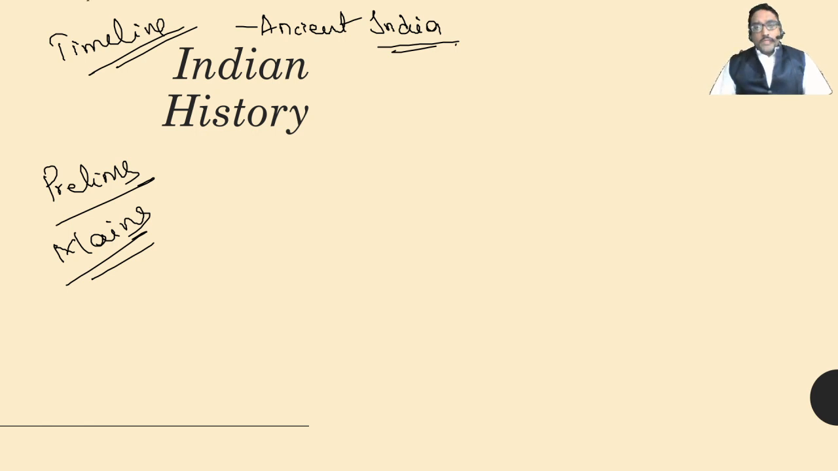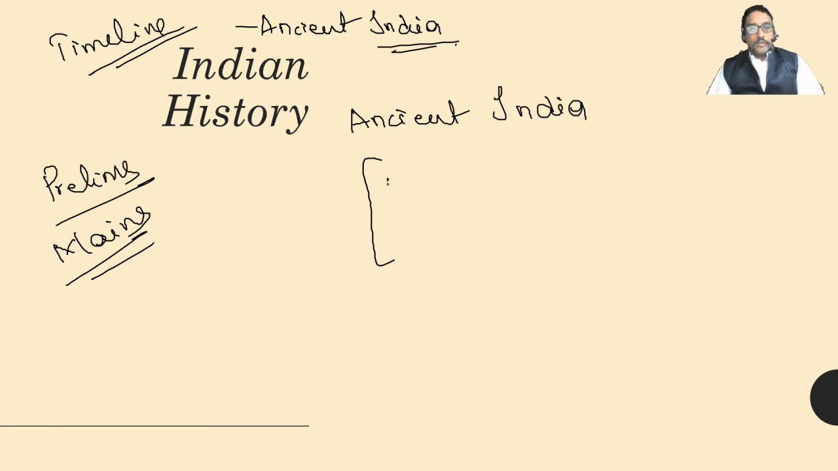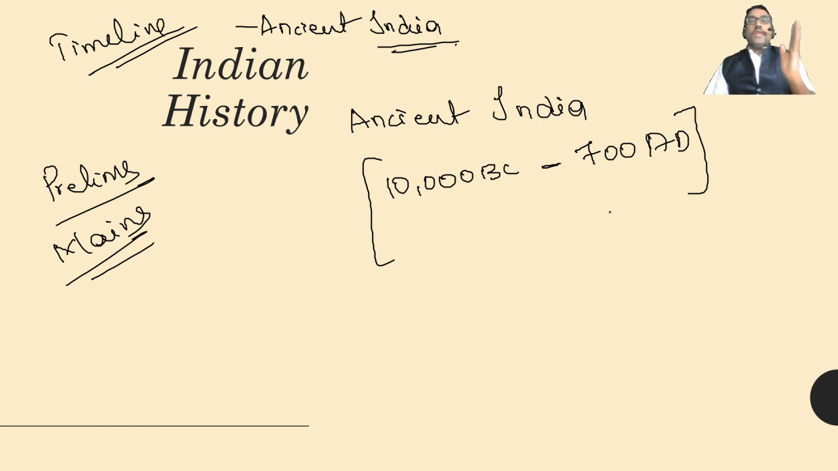For our exam purposes, we generally give the time period of ancient India as 10,000 BC to 700 AD. All events after 700 AD, we will consider as medieval. Now, there will be some overlap. Sometimes it is also called late ancient India or early medieval India, but that's all right. We will figure that out even when we see the medieval India syllabus.